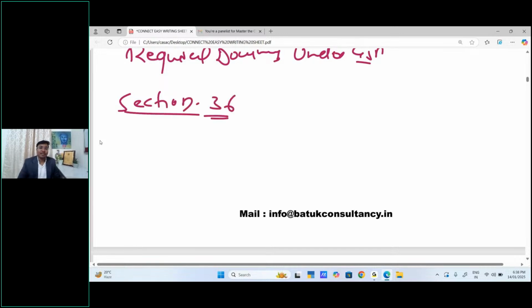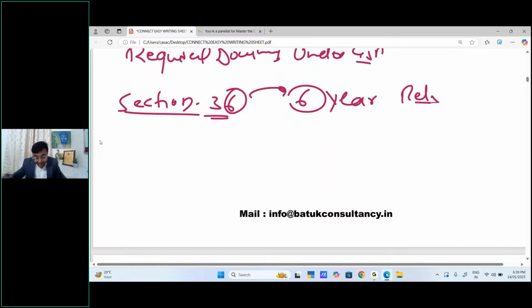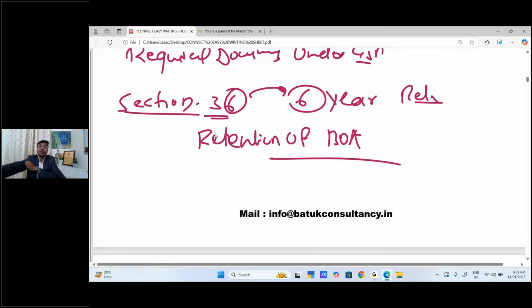Section 36, just try to link this number 6 with 6-year retention. That means under GST, all the documents and books of accounts, the taxpayer should retain for 6 years. So this section number 36 is related to retention of books of accounts. You need to retain the documents for 6 years under GST.